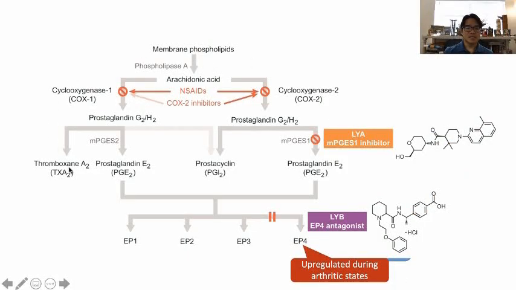So this is the COX pathway. Again, we have activation of the arachidonic acid. Then we're going to have the COX-1 and COX-2 receptors, where the COX-2 inhibitors, NSAIDs, block the whole pathway. Galliprant blocks further down the COX pathway, which is the EP4.